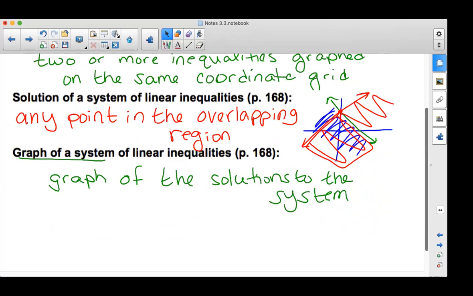So when we say graph of the system, we're really looking at a graph of the solutions. That's what it is. That's what we're looking at. Where are the solutions of our graph?